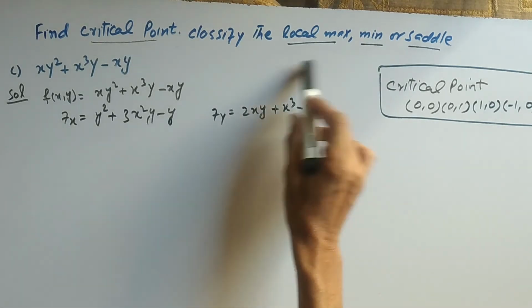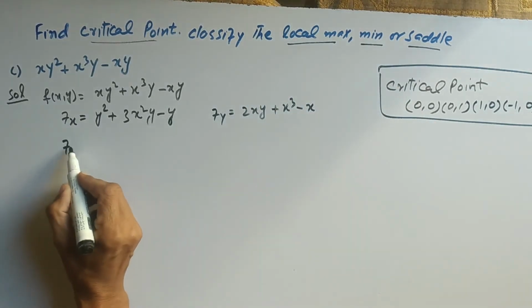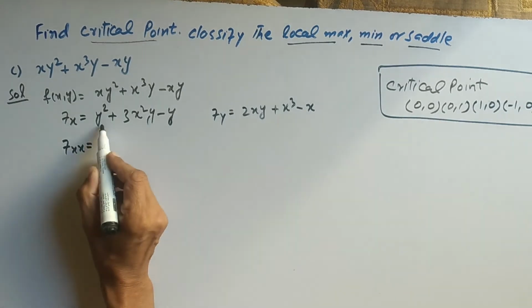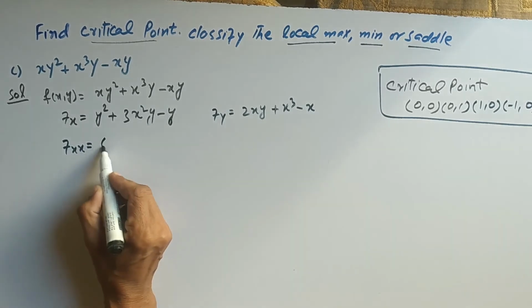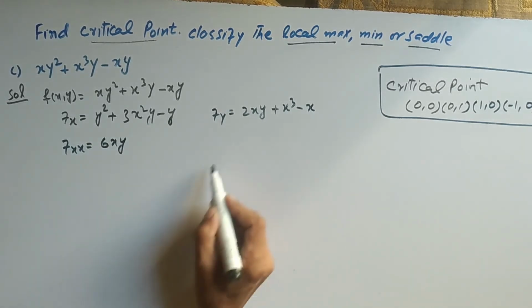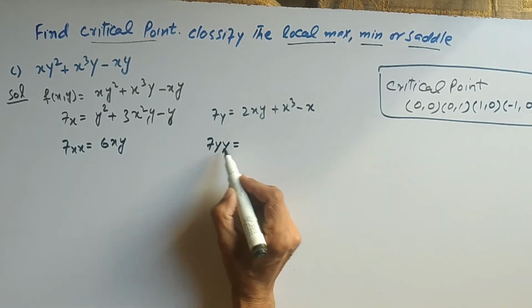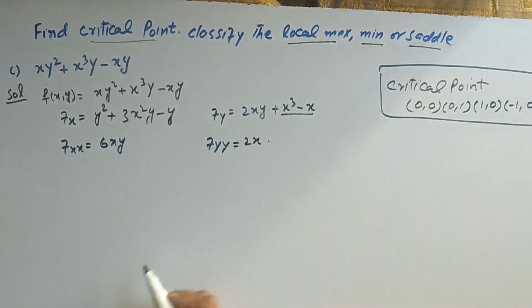Now for local maximum, minimum, and saddle point, we take the second derivative. f double x, the second derivative with respect to x, so this will be a 0 and this will be a 0. So this will be a 6xy. Again f double y, the second derivative with respect to y, so this will be 2x.